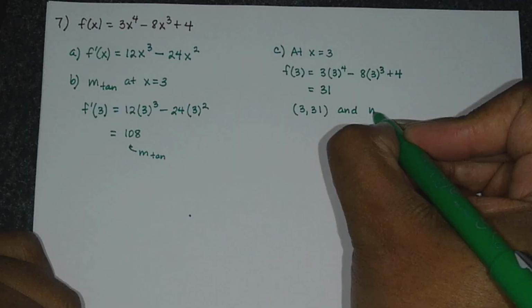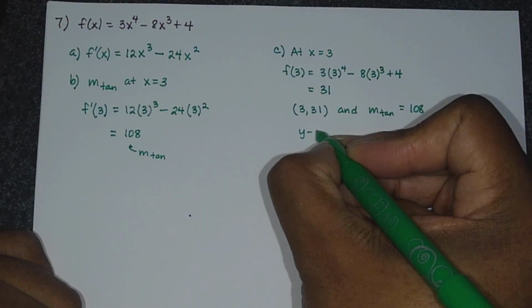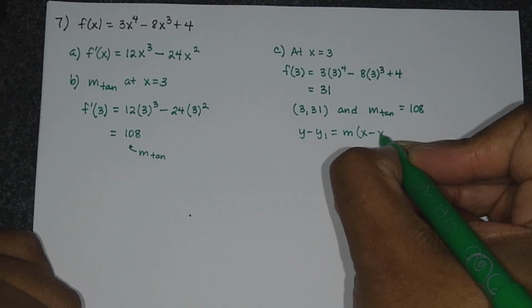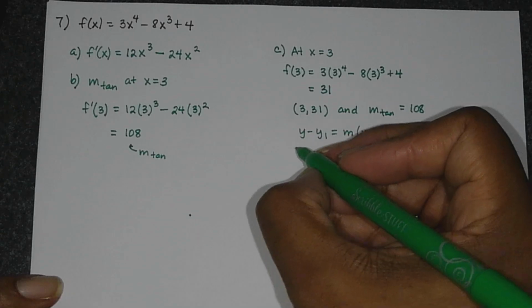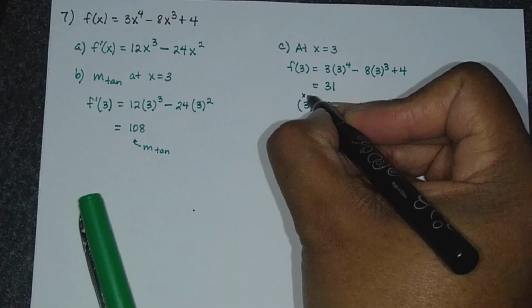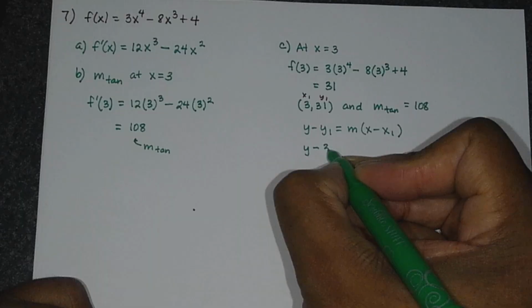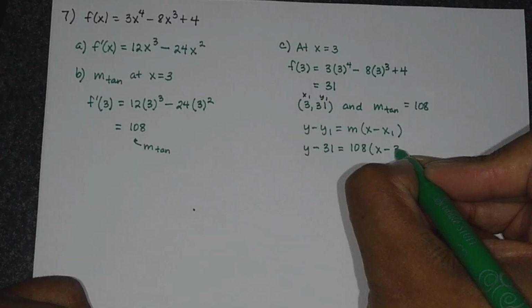And I'm going to use the slope of the tangent line, which is 108, in my point slope form, which is y minus y1 is equal to the slope of the tangent line, m, times x minus x1. So that 3 would be x1, 31 would be y1. So y minus y1, which is 31, is equal to the slope of the tangent line, that's 108, times x minus x1, which is 3.